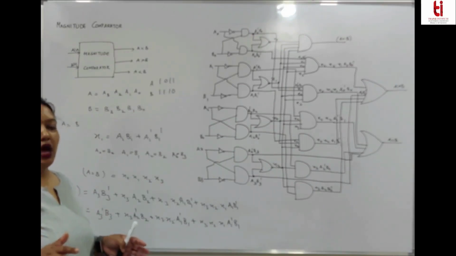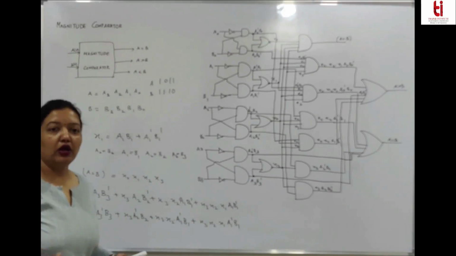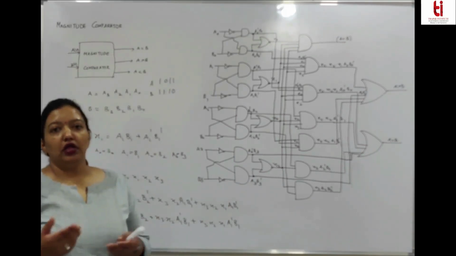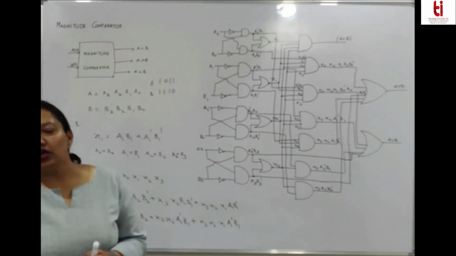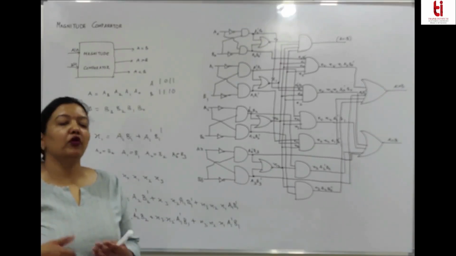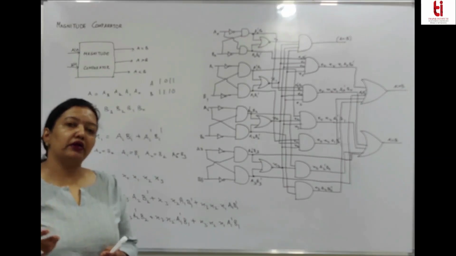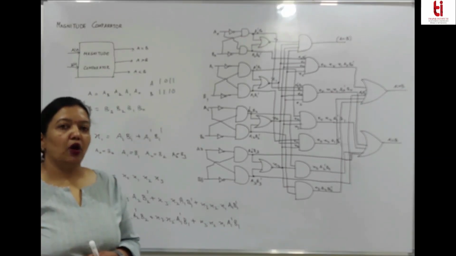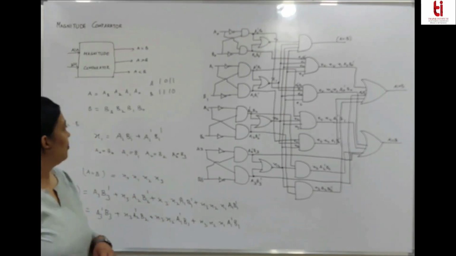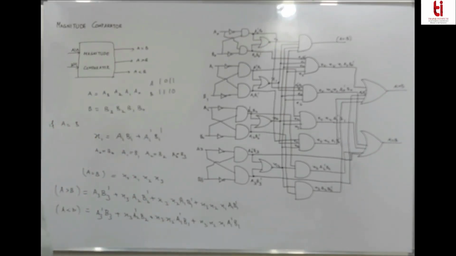So this is what happens where we have a regular feature of a combinational circuit. Compare it, then go to the next step. Compare it, then go to the next. That means we are doing the comparison at each step. So you can have a regular pattern and get a combinational circuit or a gate level circuit for that. So this is a magnitude comparator which has been drawn for 4 bit numbers.